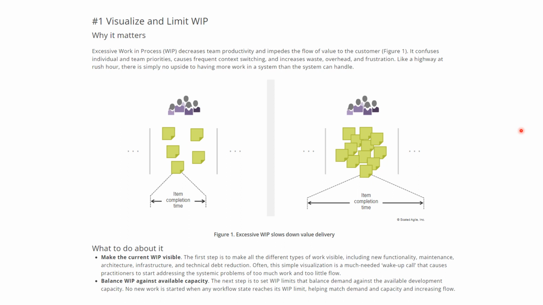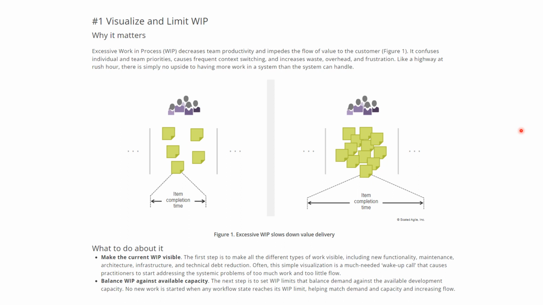How to go about it? What can we do about it? The first thing you can do, as a value stream manager or as a leader of a value stream, or as a leader of an ART or agile teams, is make the current WIP visible. The first step is to make all the different types of work visible, including new functionality, maintenance, architecture, infrastructure, technical debt reduction, right? All those different types of work, make them very visible. Often, this simple visualization is a much needed wake up call that causes practitioners to start addressing the systemic problems of too much work and too little flow.